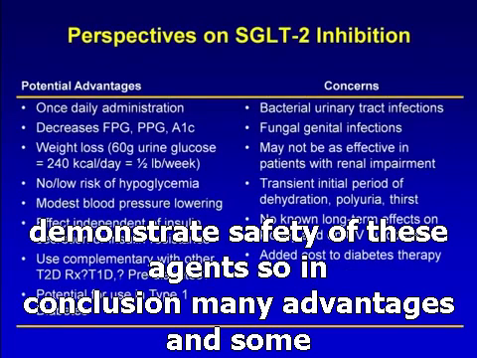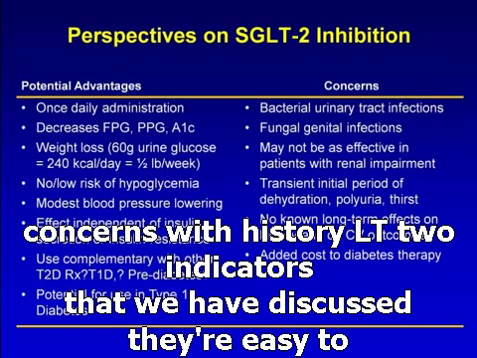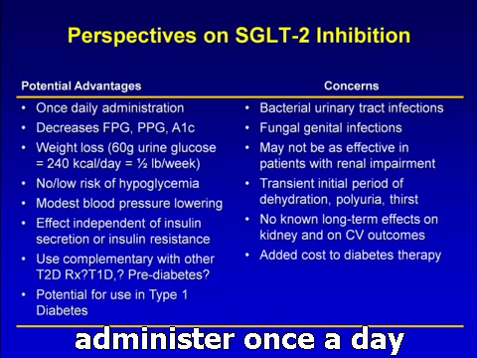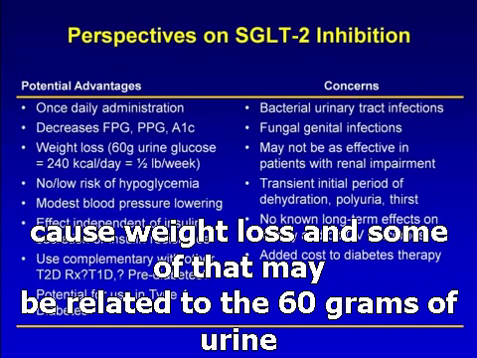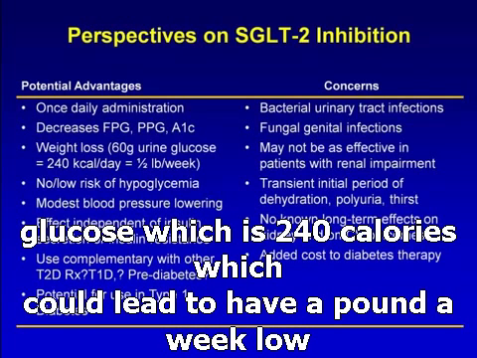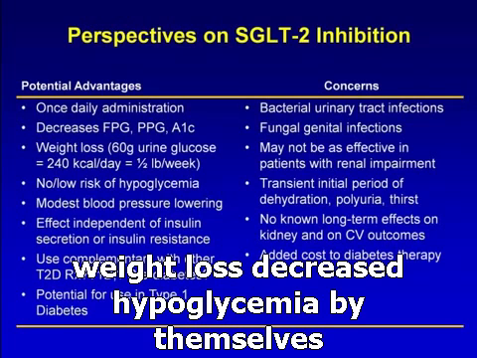So in conclusion, there are many advantages and some concerns with SGLT2 inhibitors that we have discussed. They are easy to administer once a day in tablet form. They lower fasting, postprandial glucose, and A1C. They cause weight loss, and some of that may be related to the 60 grams of glucose lost in urine, which is 240 calories, which could lead to half a pound of weight loss. They do not increase hypoglycemia by themselves.